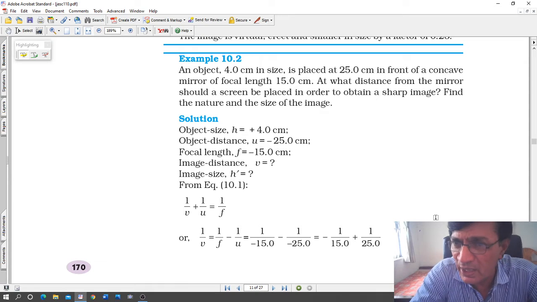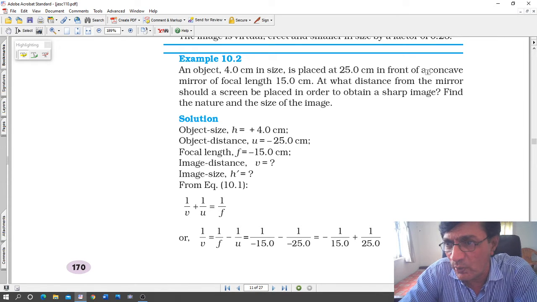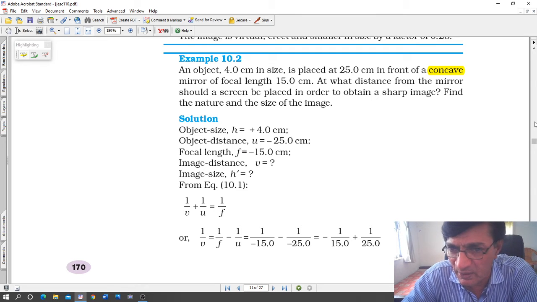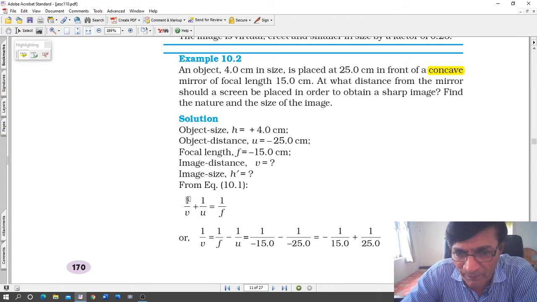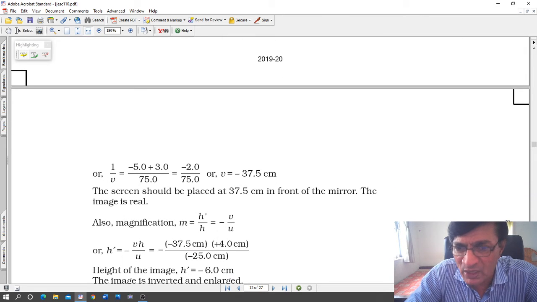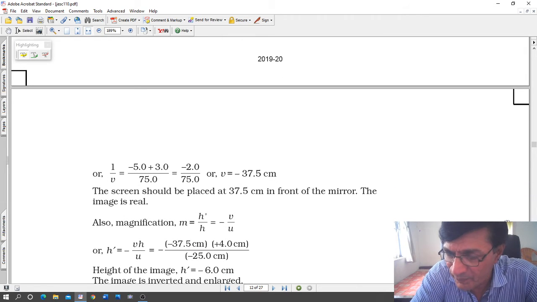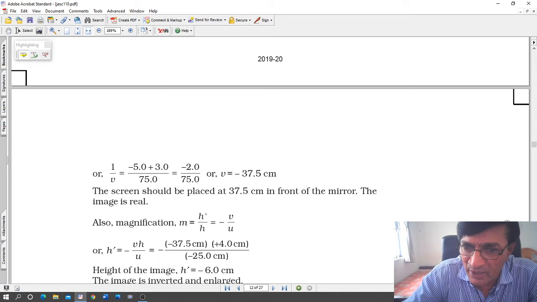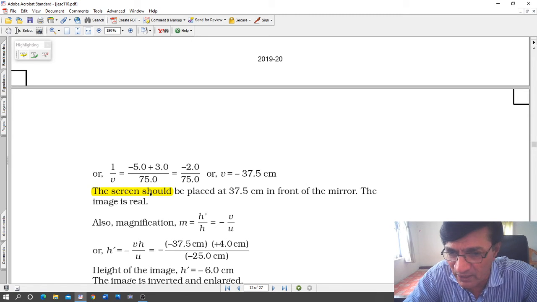Now, what kind of mirror is it? First of all, understand that it is a concave mirror. If it is a concave mirror, f will be negative, so f will be minus 15 centimeters. u is always negative, the object distance is negative. Now, using the mirror formula, we find the image distance. The image distance in this case will be minus 37.5 centimeters, and therefore the image will be formed at that distance. That is where you have to place the screen so that an image is formed on the screen.